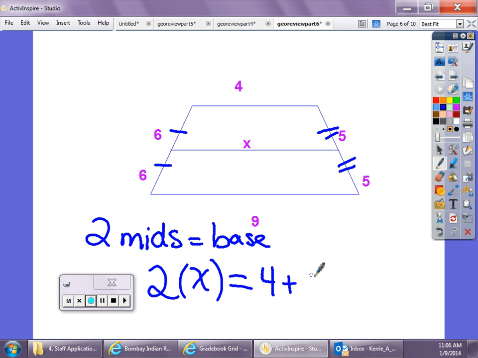4 plus 9. Okay? Did I copy the numbers right? Were they 4 and 9? Look at your picture. All right, so 2x equals 13. What do I do? I divide by 2 and I get 6.5. Thank you. Did the question ask for x or something else? Okay, so I solved for x, so I'm good, right? Okay, we're going to do a couple more of those.